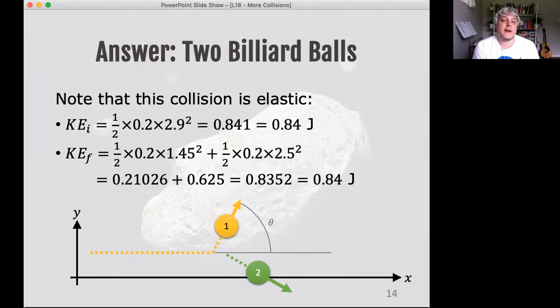Now, you might look at 0.841 and 0.8352 and think that they're different. Our system has lost energy, but remember that everything was only given to us as 2SF. So to 2SF, our energy hasn't changed. So we can't say that it's lost energy. We would just say that it's elastic because the energy, as far as our precision allows us to know, has not changed.